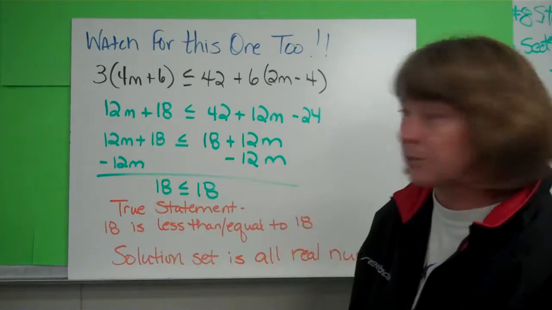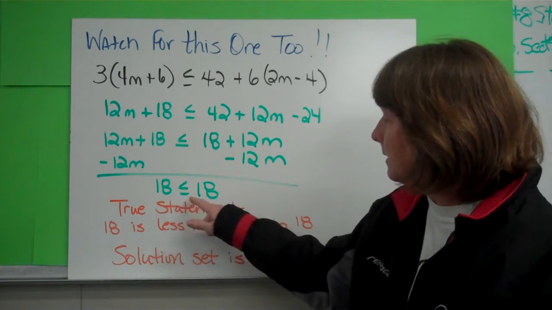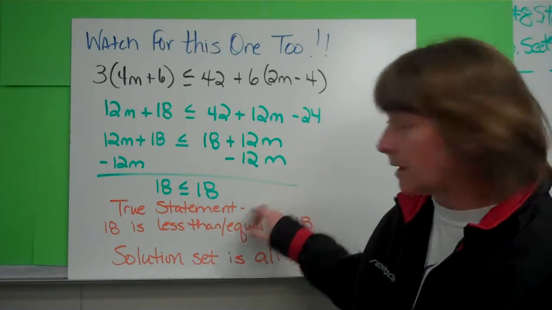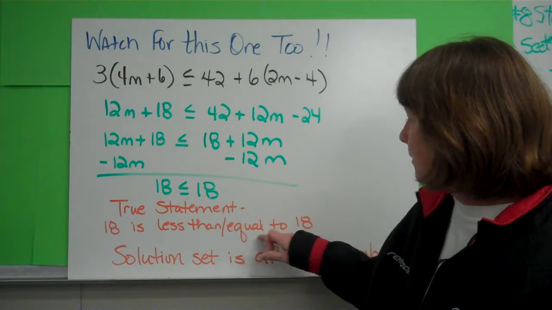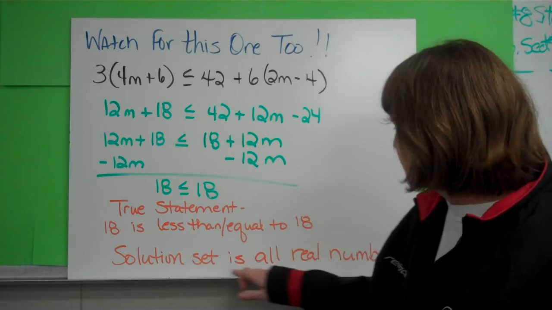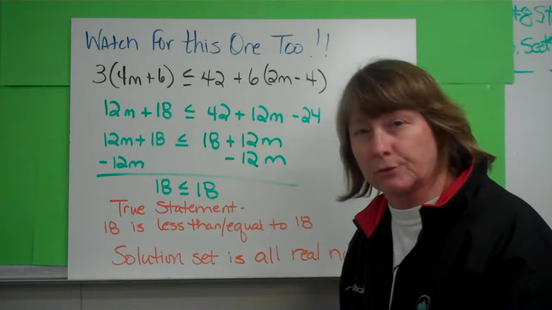We subtract out the 12m and we're left with 18 is less than or equal to 18. That is a true statement. 18 is less than or equal to 18. So the solution set here is all real numbers.